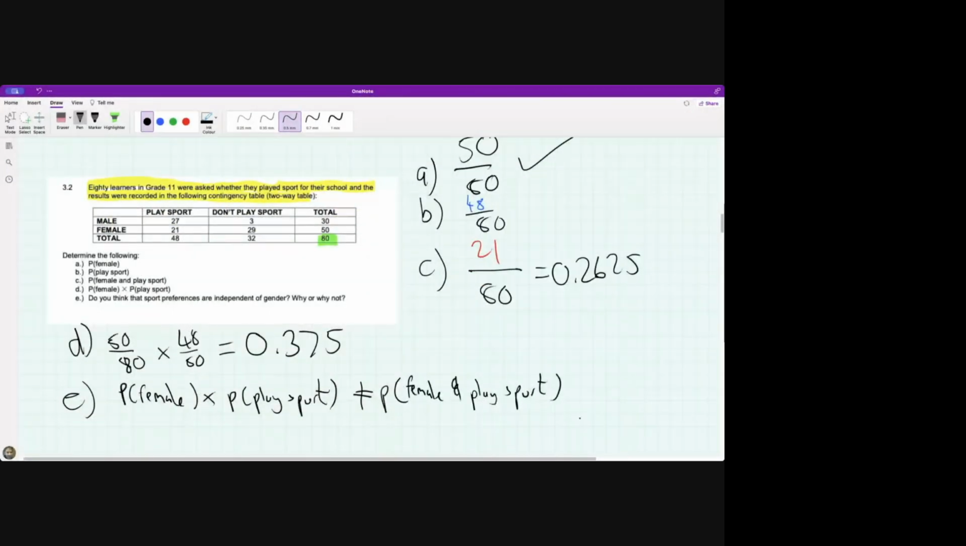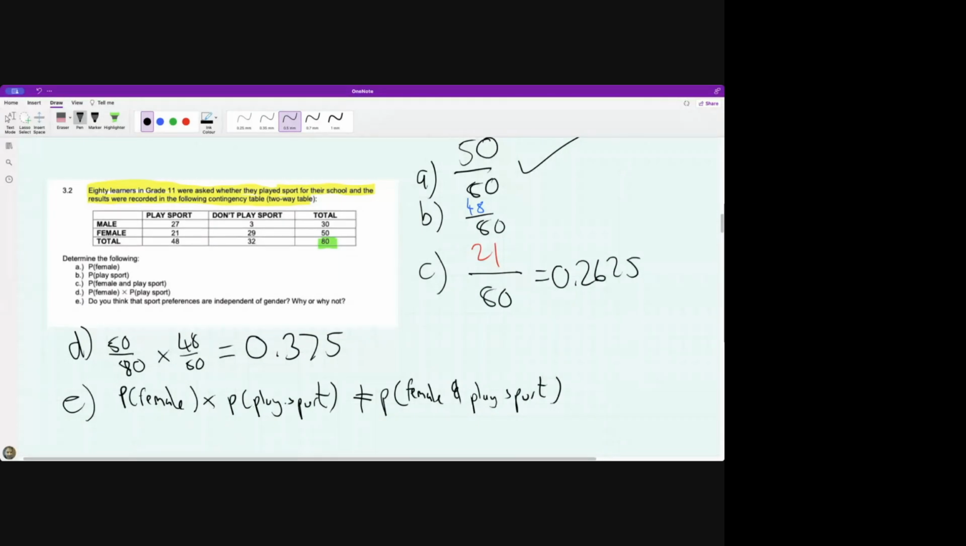So for me, the probability of being female times the probability of playing sport is not the same as the probability of being female and playing sport. So therefore, the events are not independent based on this data. It is just based on this data set. These two numbers would have had to have been the same or extremely close for that to work. Okay, give me a score out of 10 for how you're feeling.